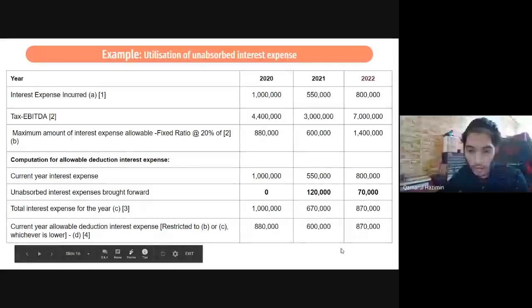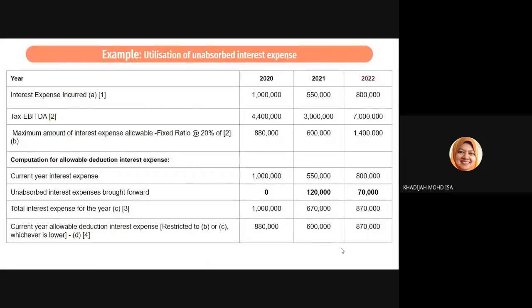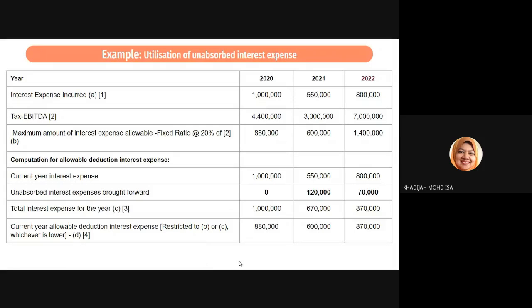Yes. So next year your interest expense is 800, and 20% of that is 1.4. So you have 800 plus 70, which is 870. The maximum is 1.4 but you actually incurred only 870, so you claim 870. My question is, the 870 and 880, where do you claim them?